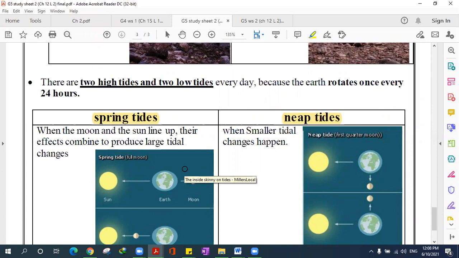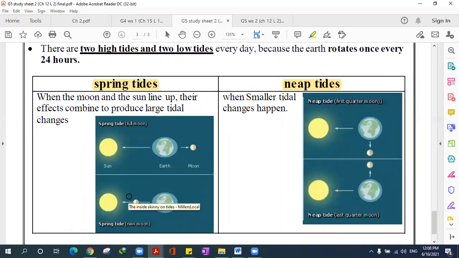When the moon and the sun are all in one line with the earth, this is what we call spring tide. You can see we have high tide on those sides of the earth, while on top of the earth we have low tide. It could also be on the other side. The main point of spring tide is that all of them are in one line. The moon could be here or on the other side, but it's still all in one line.